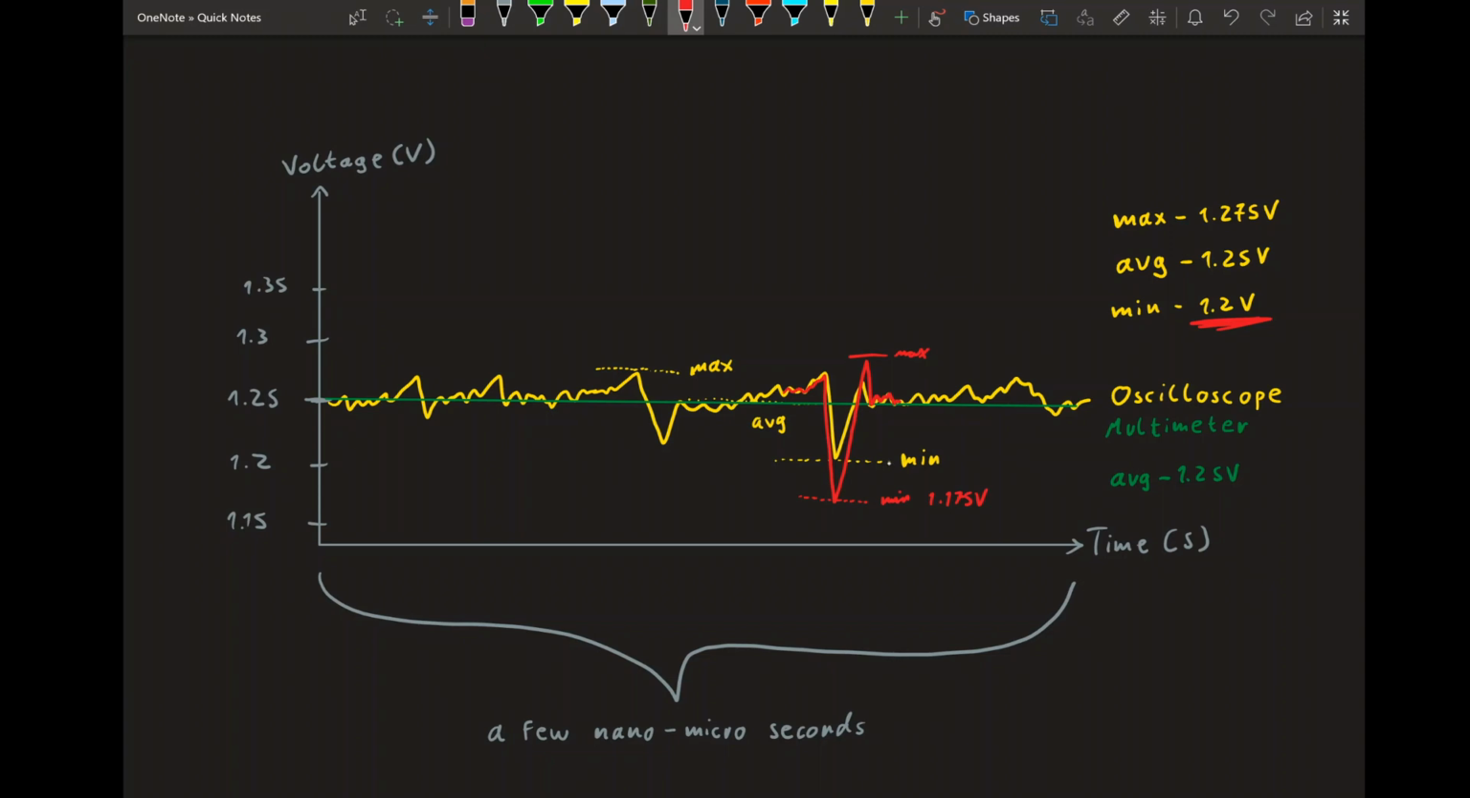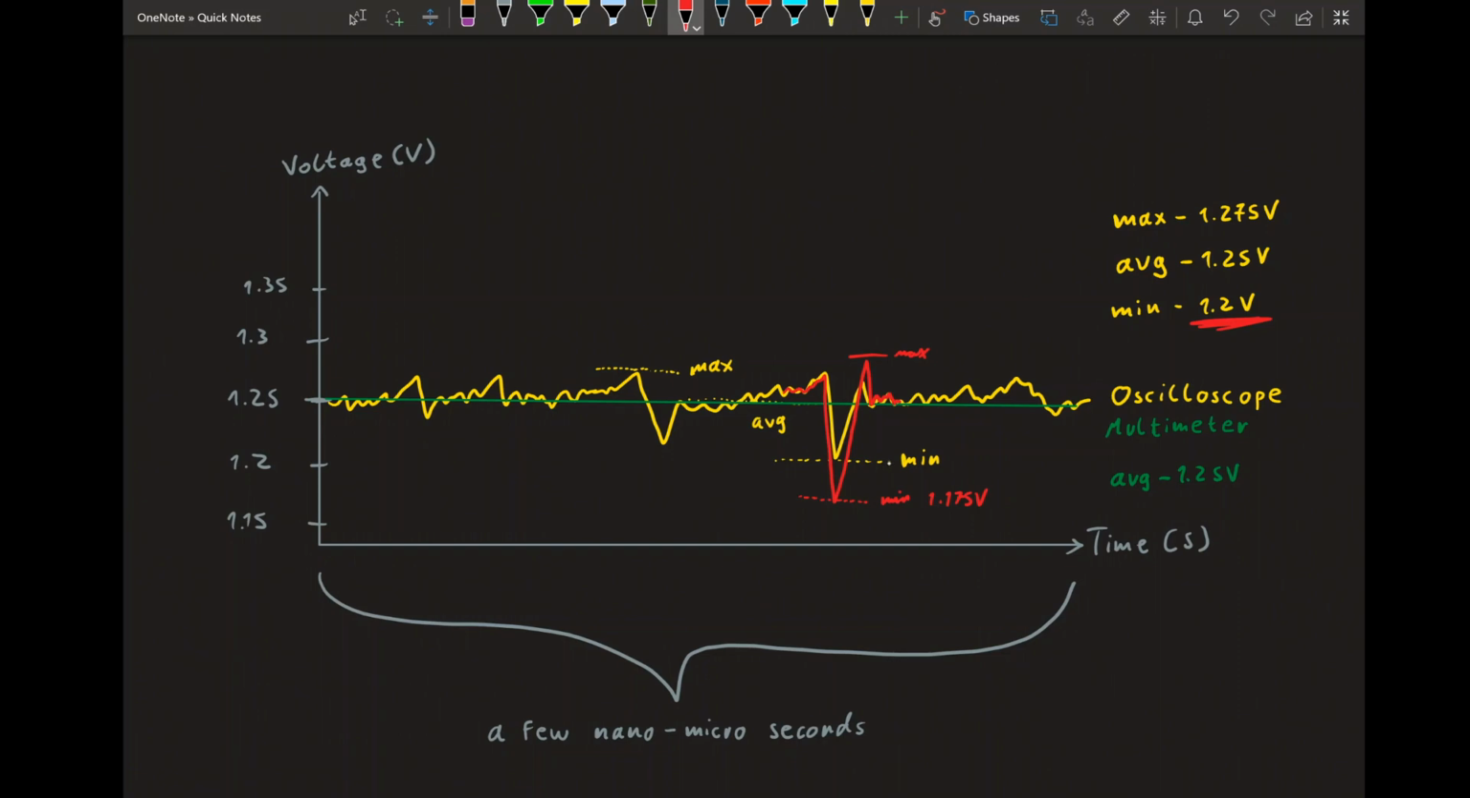these spikes happen on a few nano to microsecond basis, but your part operates way faster than that. Again, 3 to 5 billion cycles a second. That's like, I don't even know what the unit is, but way smaller than a nanosecond. So while your minimum is down there at 1.175 volts, your CPU or GPU is going to do hundreds, if not thousands of clock cycles at that lower voltage.